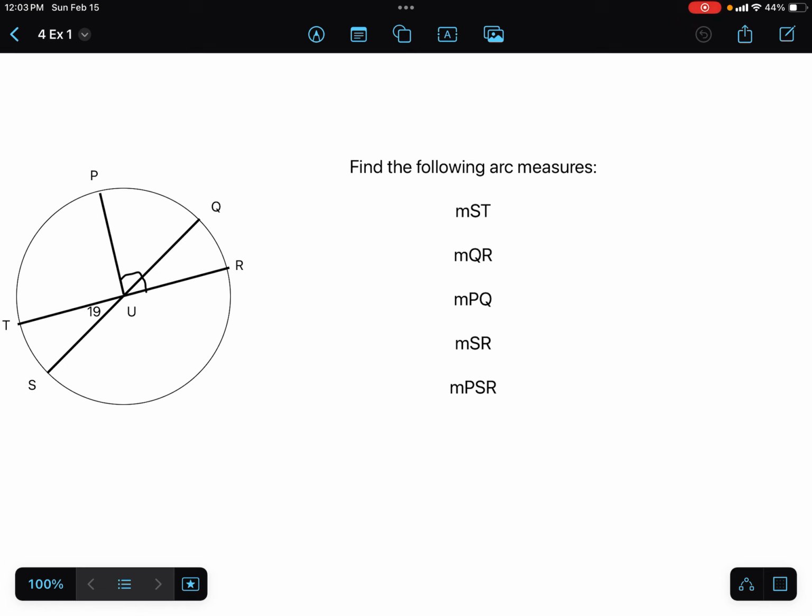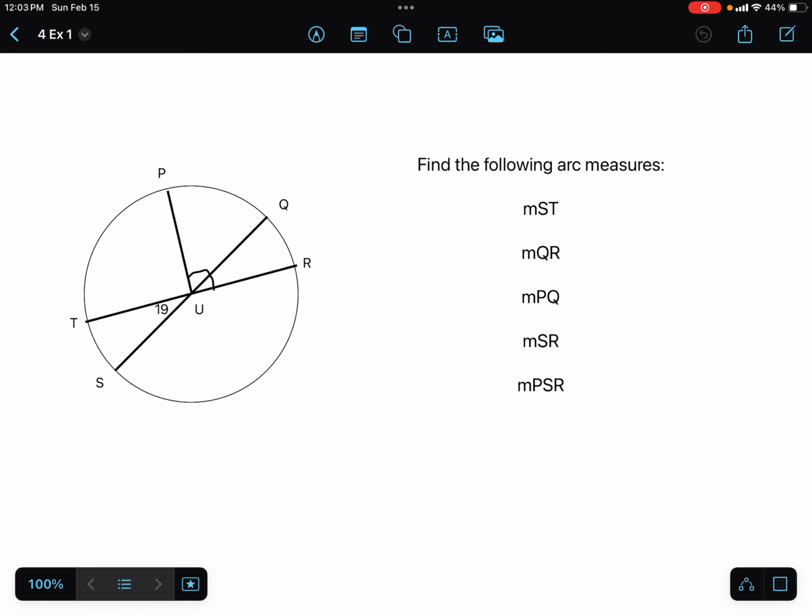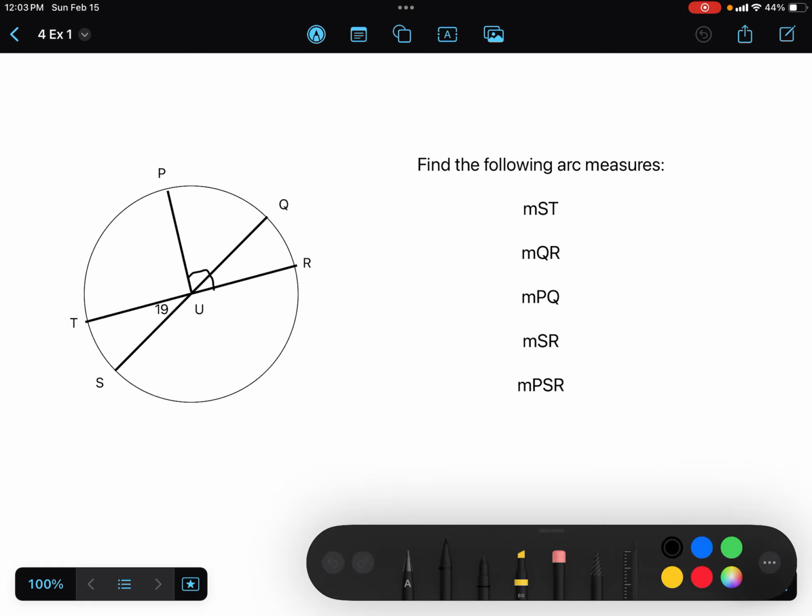So here you see a circle. We have a couple of diameters in there. We have a central angle of 19 degrees there at TUS. And we have PUR marked as a right angle, and we're asked to find all of these other arc measures. So my suggestion for a problem like this that's made up of all of these central angles is to find everything we can about the diagram, label it, and then we'll go in over here and answer these specific questions.